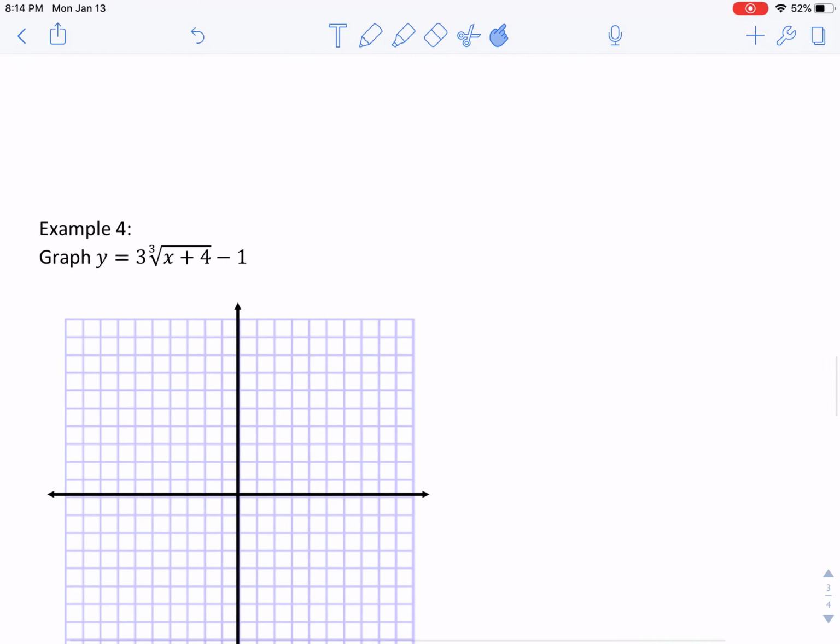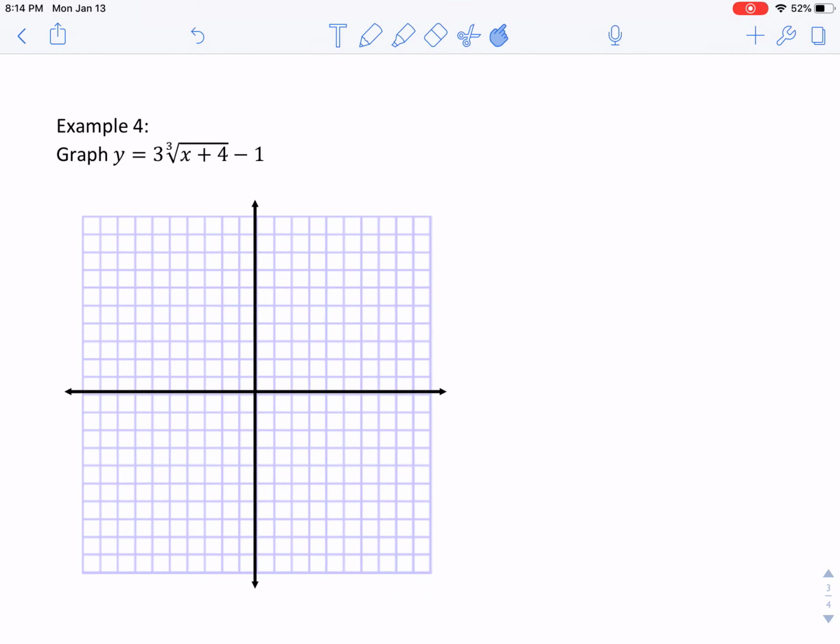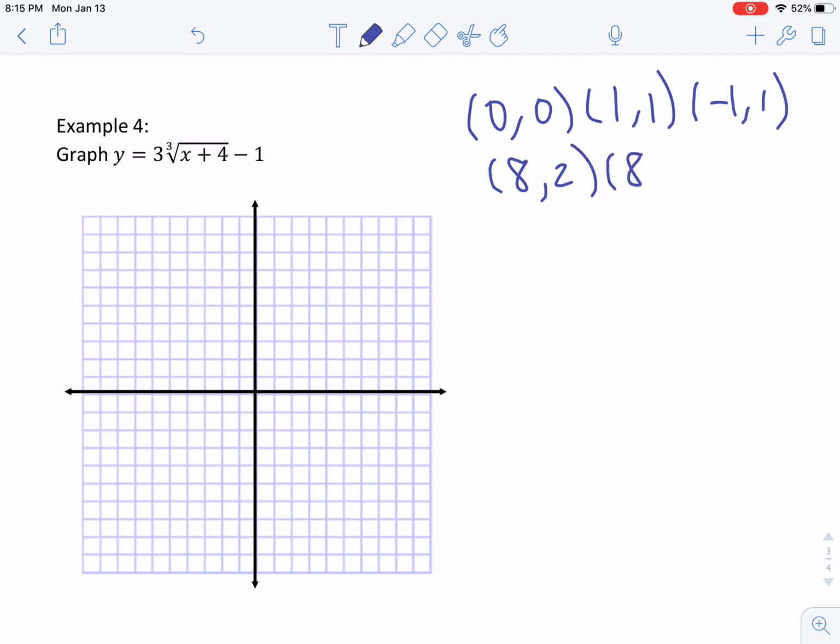Okay, last example. We have y equals 3 times the cubed root of x plus 4 minus 1. So I'm going to start with my parent graph. And since I've done parent graphs in blue every time, I'm going to stick with that. So it's the cubed root graph. So my parent graph is 0, 0, 1, 1, 8, 2, negative 1, negative 1, negative 8, negative 2.